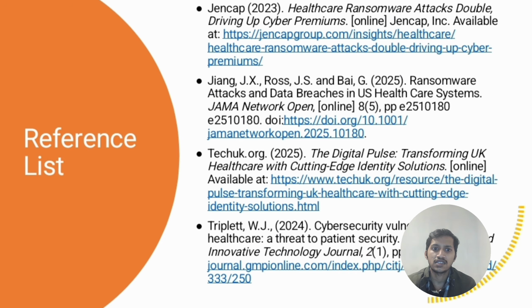This is the final slide, titled Reference List. It provides the academic and industry sources that support the facts, statistics, and proposed solution presented throughout this presentation.